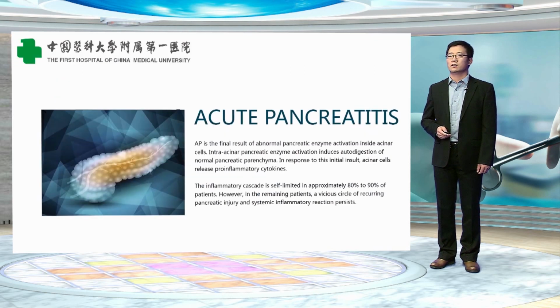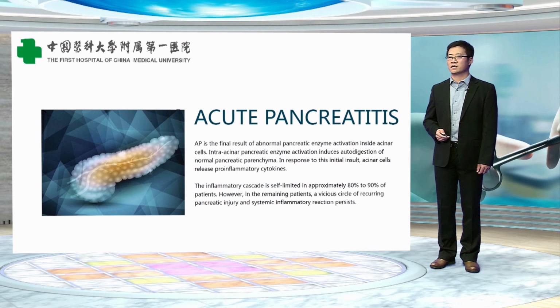We will talk about acute pancreatitis. Acute pancreatitis, we usually call that AP for short. AP is the final result of abnormal pancreatic enzyme activation inside acinar cells. Intra-acinar pancreatic enzyme activation induces autodigestion of normal pancreatic parenchyma.